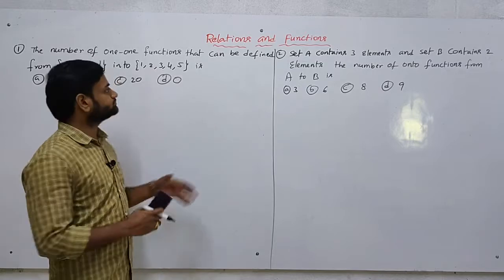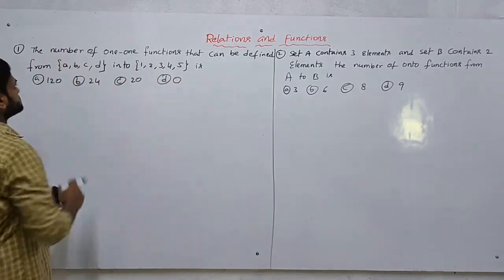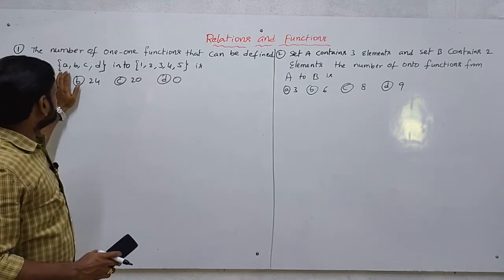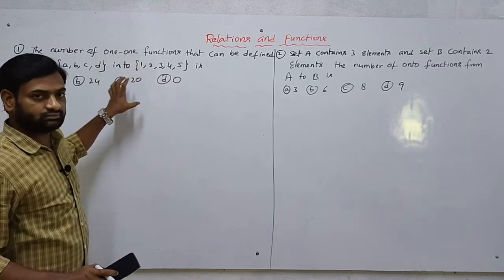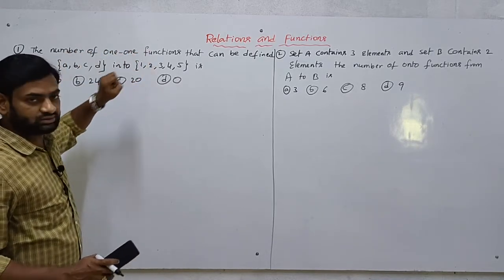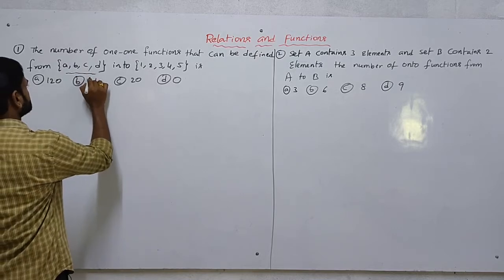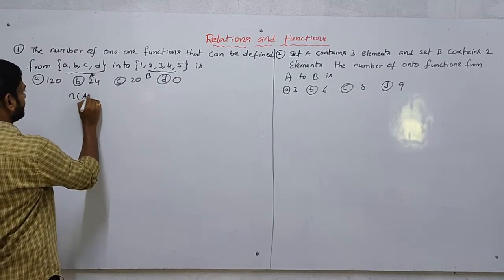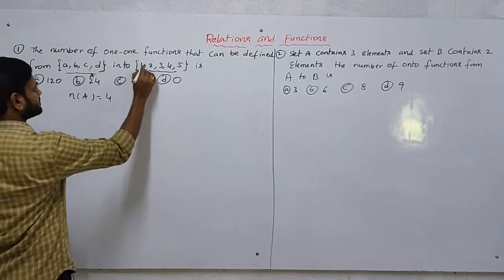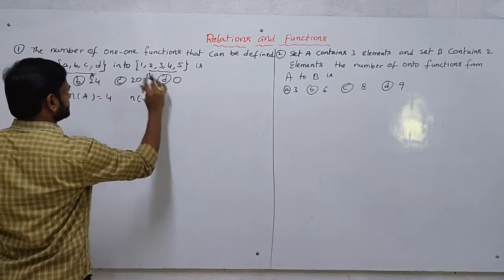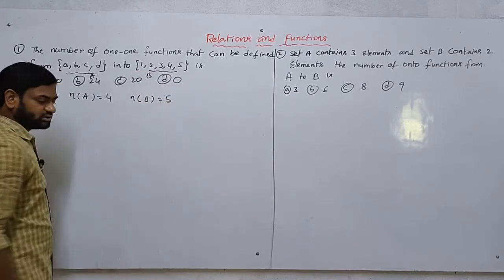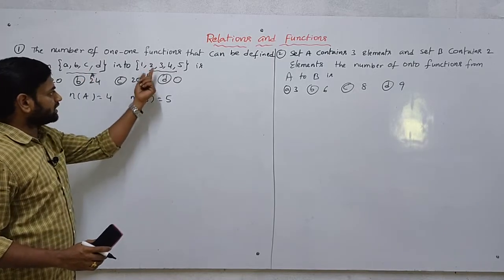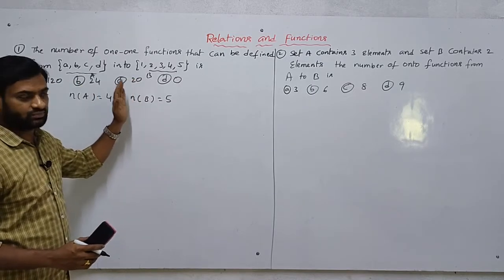Now see the problems here. First one is the number of one-one functions that can be defined from A into B. This set is A, this set is B. n of A, how many elements do we have? That is 4 elements. n of B, that is 1, 2, 3, 4, 5, 5 elements are there.